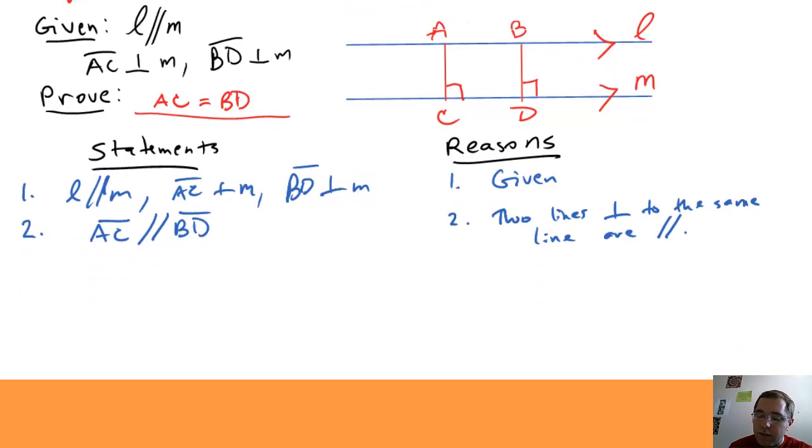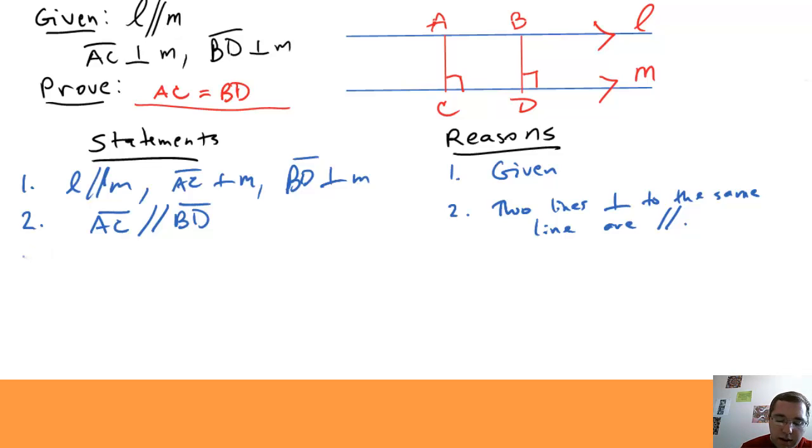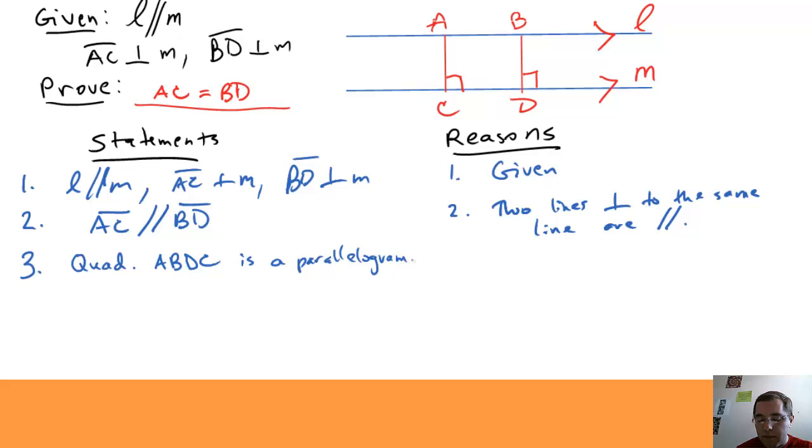Well, if I have a quadrilateral with opposite sides parallel, then that quadrilateral must be a parallelogram. So quadrilateral, which I'll abbreviate QUAD, quadrilateral ABDC is a parallelogram. What tells me that it's a parallelogram? Well, I use the fact that the opposite sides are parallel. What tells me that the opposite sides of a parallelogram are parallel? That is the definition of a parallelogram.